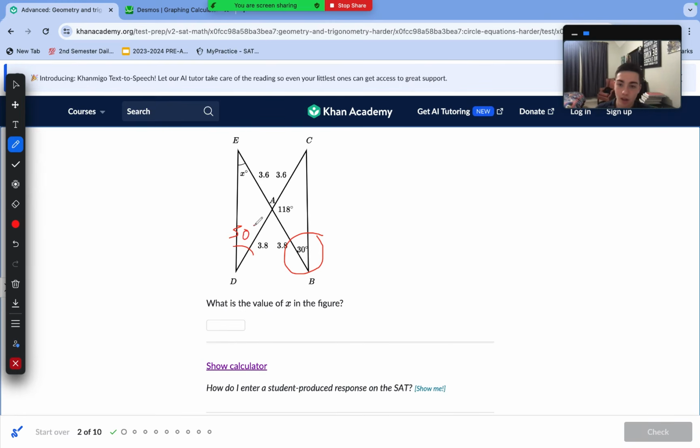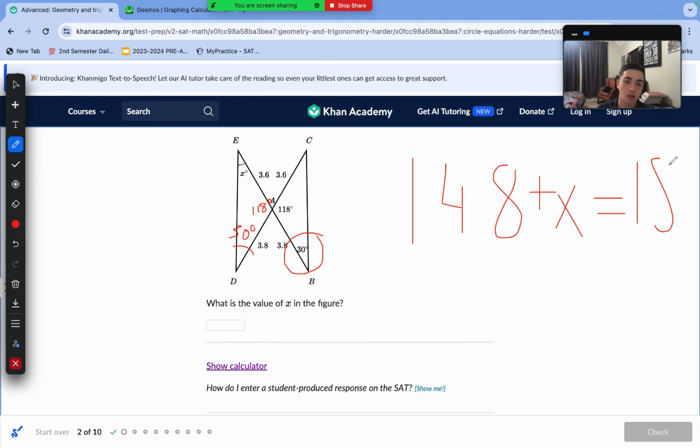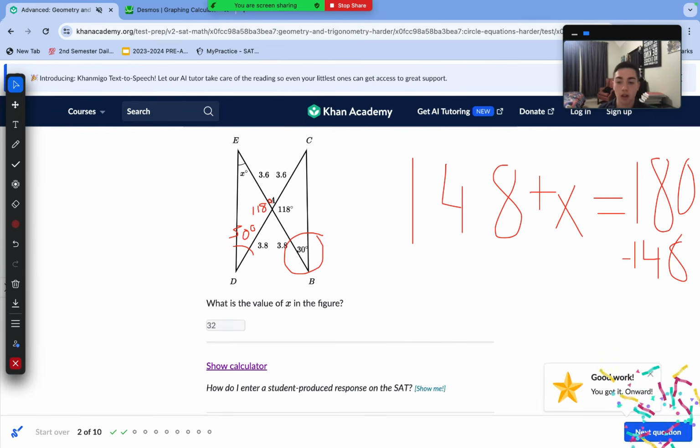So if we are given 30 degrees and angle A, since it's vertical, it's going to be 118 on either side. We can use the sum of the interior angles of a triangle in order to find the measure of angle X. So we are going to add up 118 plus 30, which is 148. And now we can do 148 plus X equals 180. So to find X, we just minus both sides by 148, and 180 minus 148 is equal to 32. So the value of X in this figure is 32.